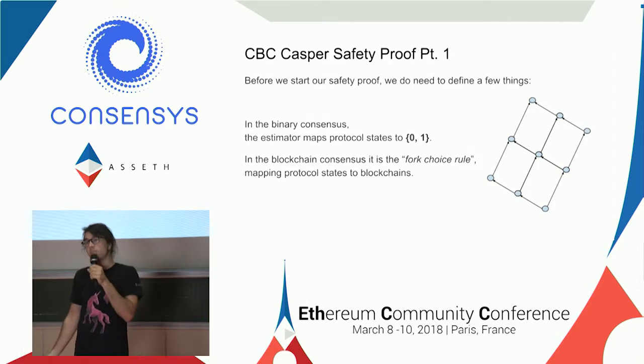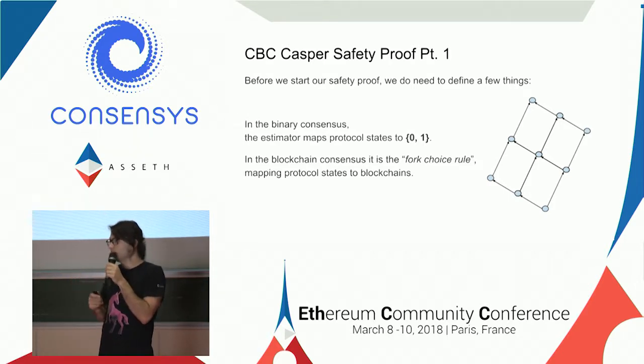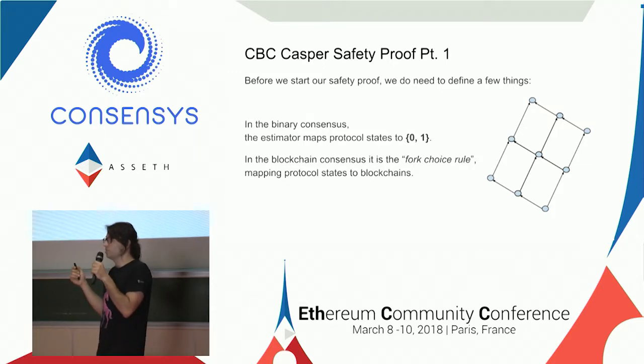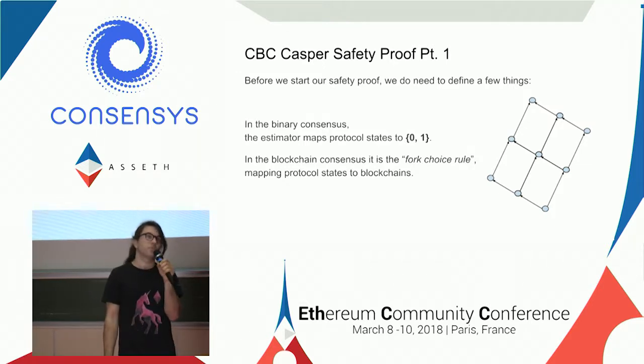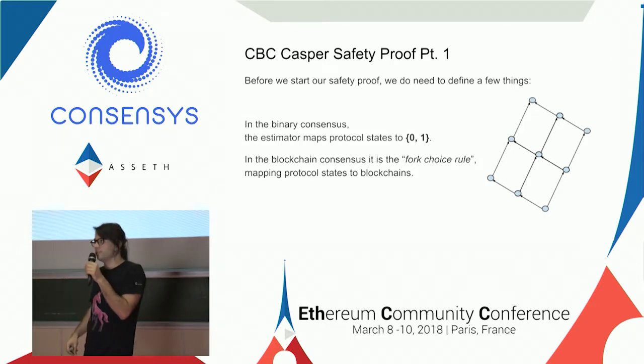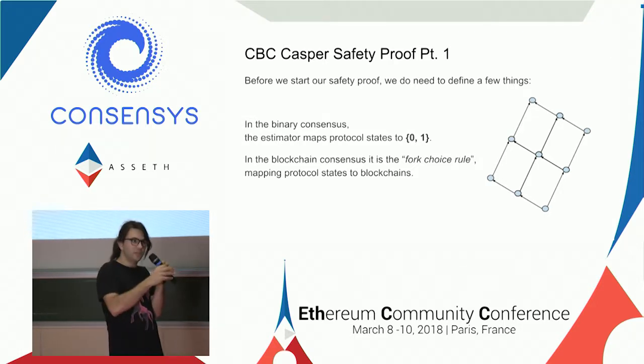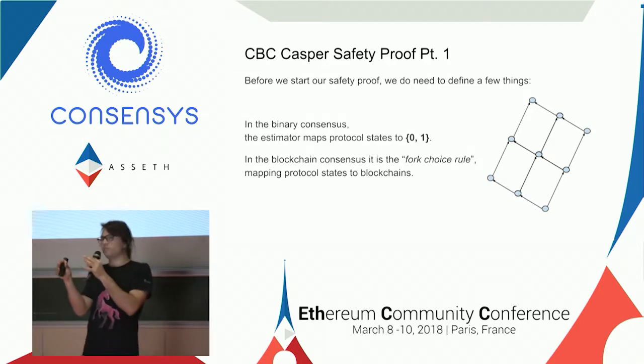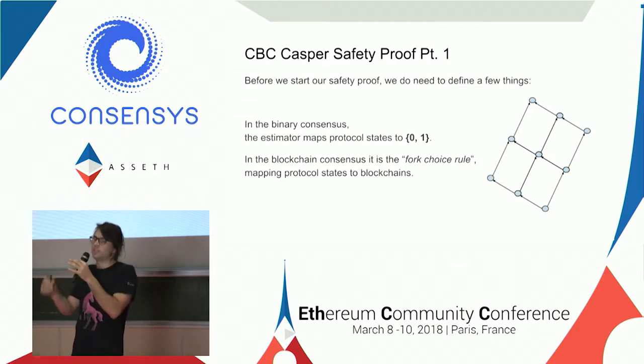For example, in a binary consensus protocol, we're going to map the protocol states to bits. In a blockchain consensus protocol, we're going to map the protocol states to blockchains. It corresponds to a fork choice rule in a blockchain protocol. Your node is at some state, it's seen some blocks at certain times, and then it will pick a blockchain out of them. This is a map from the node state, which represents the state of the software at the time, to the particular blockchain that it chooses when it's in that state.